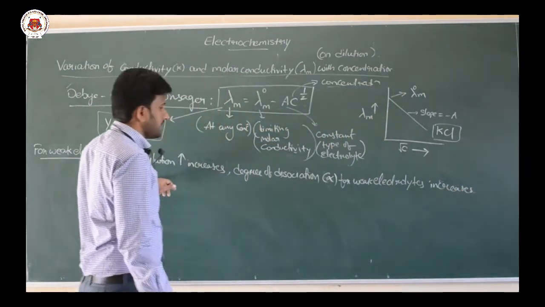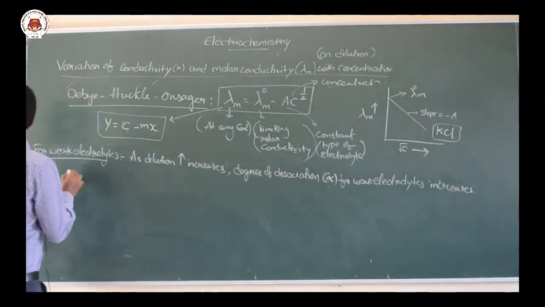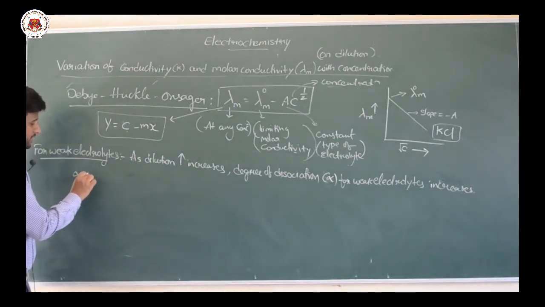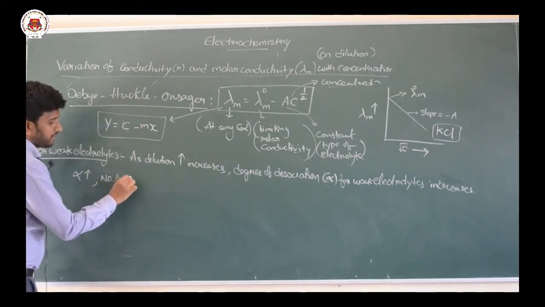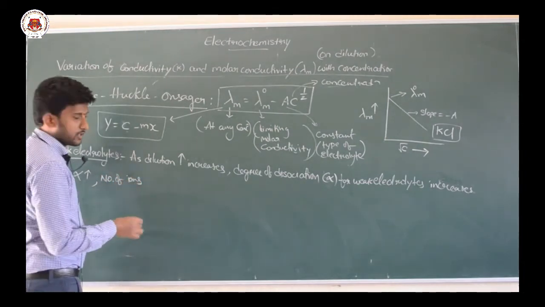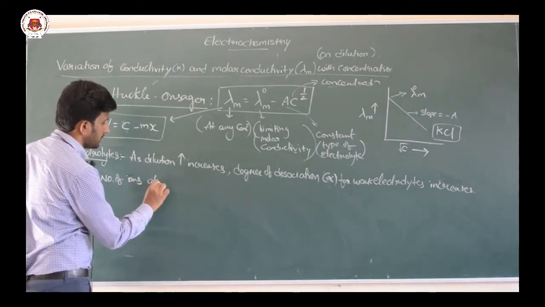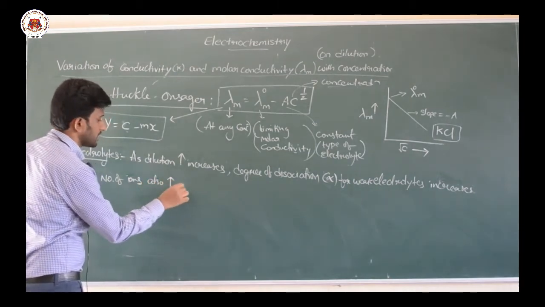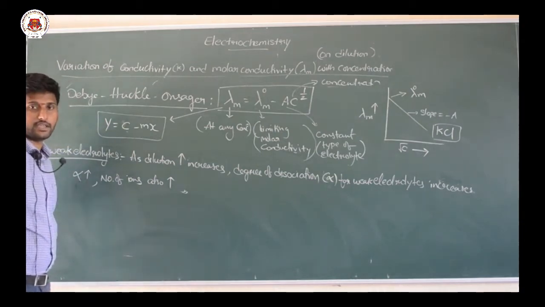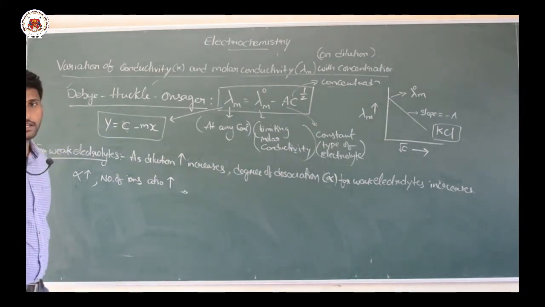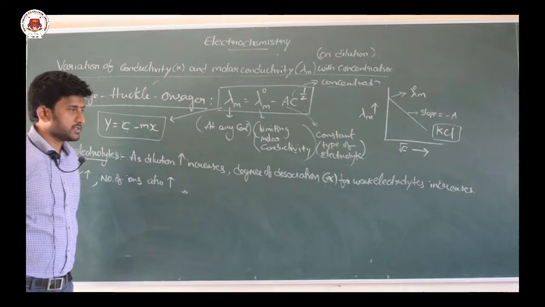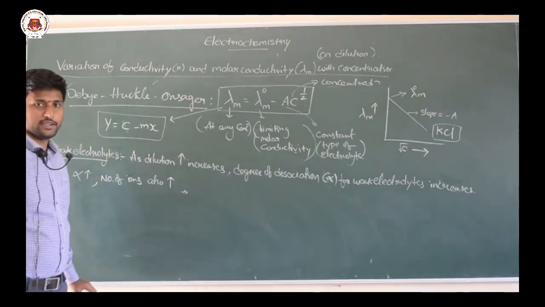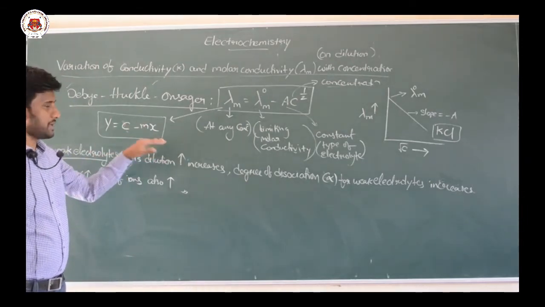So, what will happen as the degree of dissociation, the alpha value, increases? The number of ions in the solution also increases. That's why molar conductivity increases for weak electrolytes. But the Onsager equation cannot explain this, or graphically it will not match that of weak electrolytes.